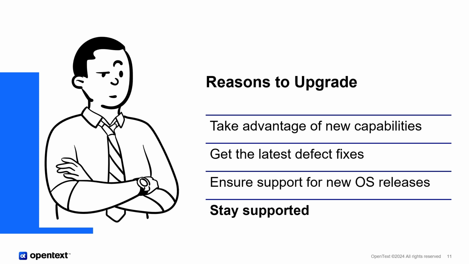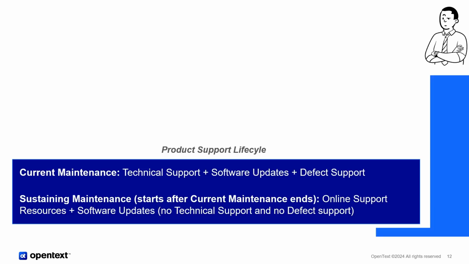Staying supported is the final reason to make sure you are upgraded to the most recent version. If you have an issue and need technical support, you need to be on a supported version. The OpenText product support lifecycle includes two maintenance periods. The first is current maintenance. Each version is under current maintenance for 1 year from the time it releases. During that time, you receive technical support from our customer care team for issues you are encountering, software updates, and development support for fixing critical issues.